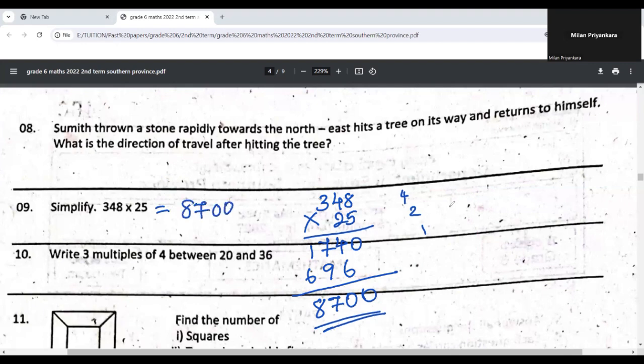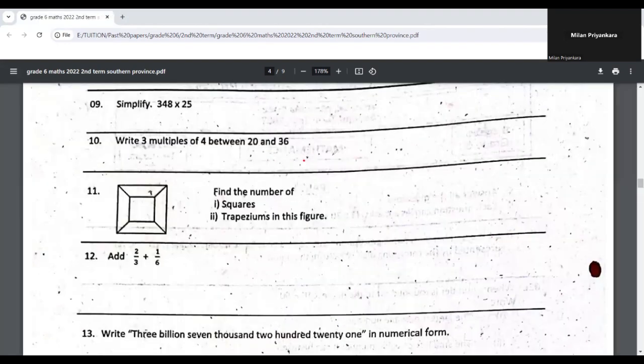8,700. So if you have enough space, you can do it here itself. But if it is not possible, you can do it on a rough sheet. But you need to get the instructions from teachers, and I think you need to attach these rough sheets and everything with your paper, right? And this is the answer. Okay, dear students, let's go to question number 10.